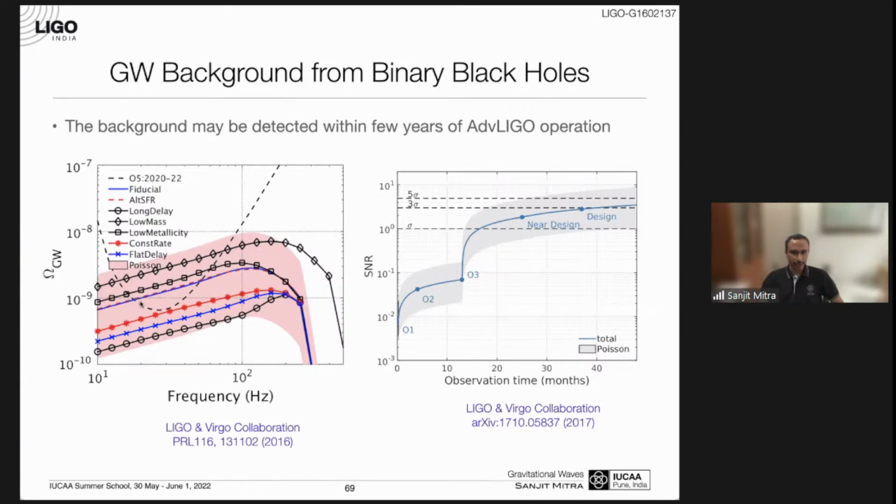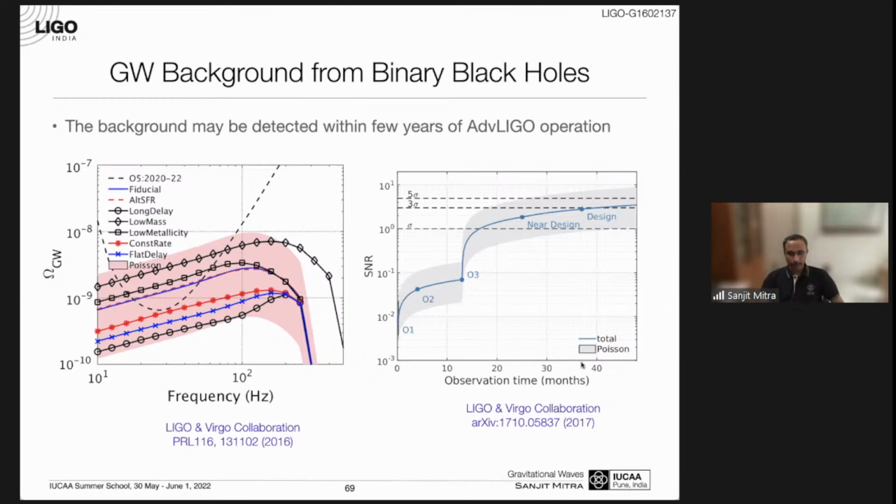So each of these lines shows the spectrum of a stochastic gravitational background created by different astrophysical models. And you see that this is showing the sensitivity of the present detector. So these ones would not be visible, these ones may be visible, and things like that. Now, this plot also shows after how many months of observations we may be able to detect such a background. Why is it important? I'll come to that very soon.